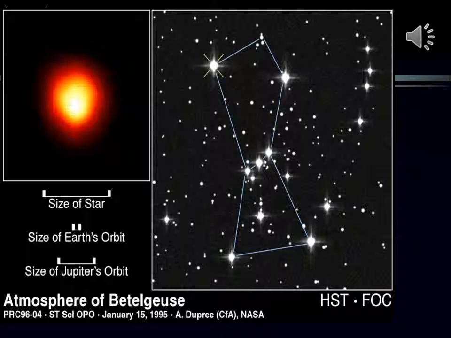Actually, not all the stars are exactly like our sun. For example, the star on the upper left corner, called Betelgeuse, is a red giant star. If it was placed in the place of our own sun, it would encompass Earth and Jupiter, and we would all be pretty much scorched. How do we know that?